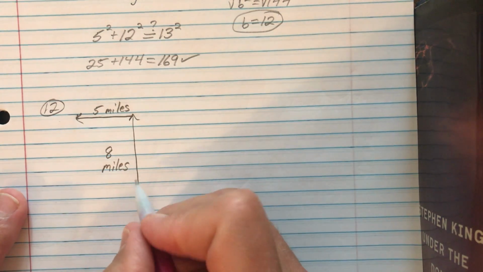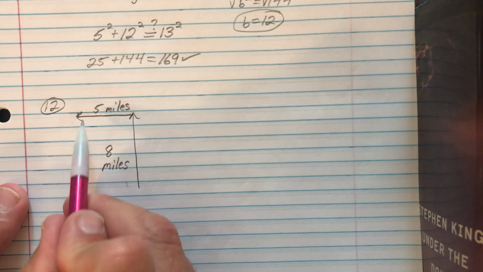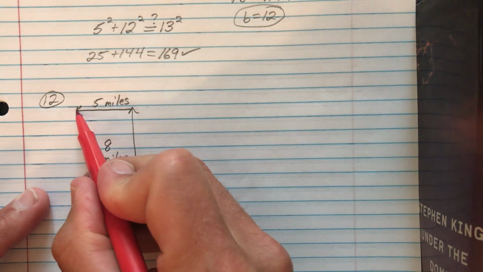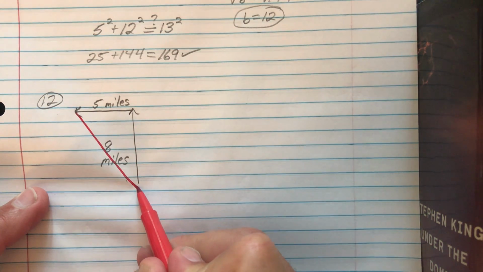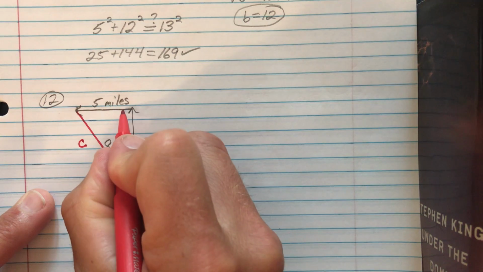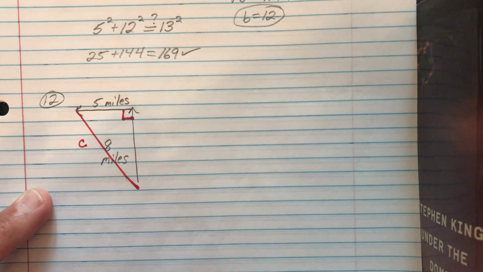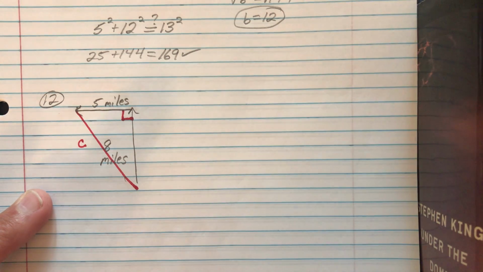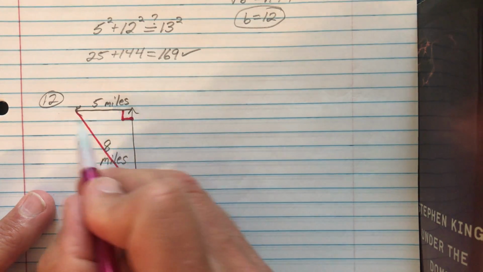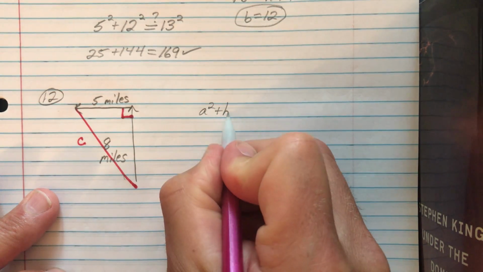Now it says, what's the shortest distance they must travel to return to their starting point? So they're describing this distance here. So this is going to be our C. The right angle would be north and west make a right angle. C would be the distance that we're trying to find. So because this north and west and then the C value make a right triangle, the Pythagorean theorem will work.